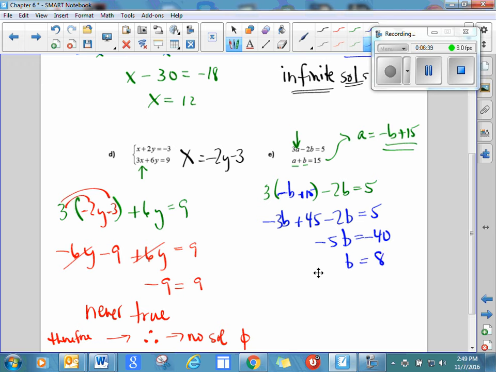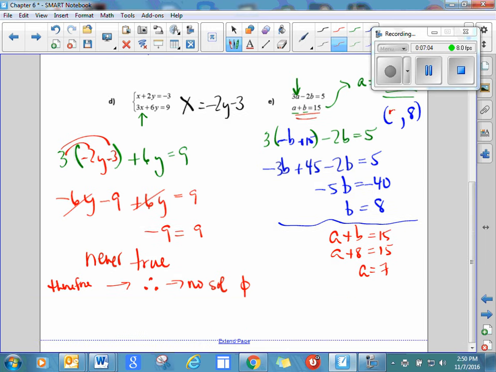So that's my first step, and I think I know now my ordered pair is going to have an 8 as the B value, and now I need to go find what the other value is going to be. So I'm going to pick this short little equation to plug in for B. So I get A plus 8 equals 15, so A has to equal 7.